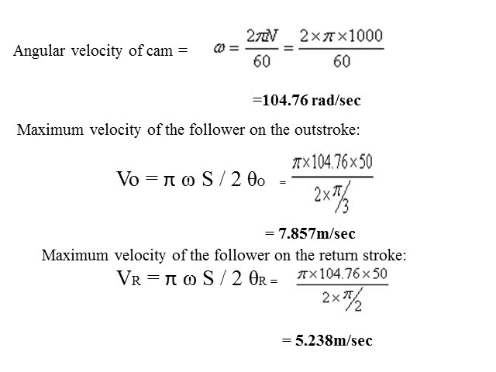Same way we need to do for the return stroke. So theta r represents the return stroke, that is 90 degrees. It is in degrees, so remember that degrees have to be converted into radians. Then we have to substitute in the given formula.